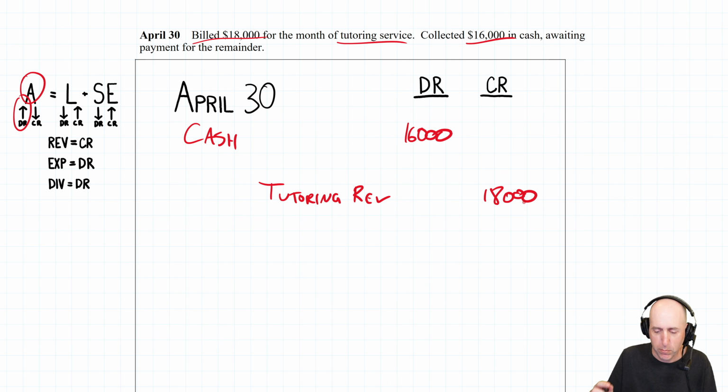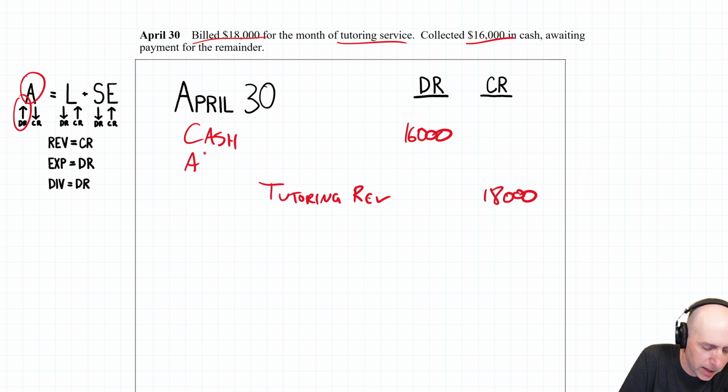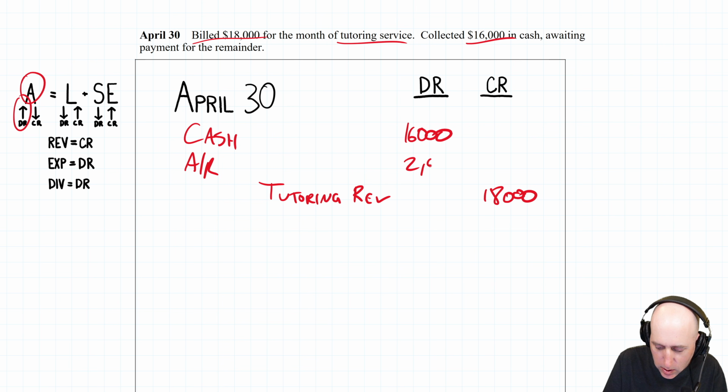So I billed and earned $18,000. I collected $16,000. What's the other two? The other two is receivable. I'm owed $2,000. Receivable, an asset, goes up. Debit AR by $2,000. So we've done the journal entry.